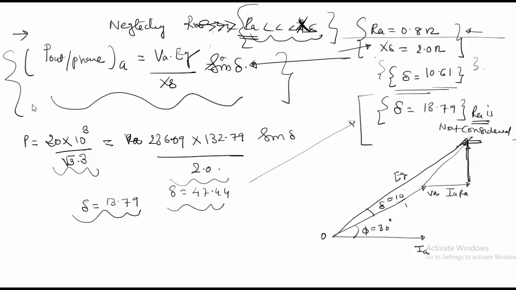So now if you are given the delta directly, and you are to find your EG, one way would be that EG of cos of phi was equal to 45 degree in this case. So EG cos of 45 degree plus 10 degree is equal to my VA cos 45 degree plus IA into RA. So based on that, it's possible to find your EG.